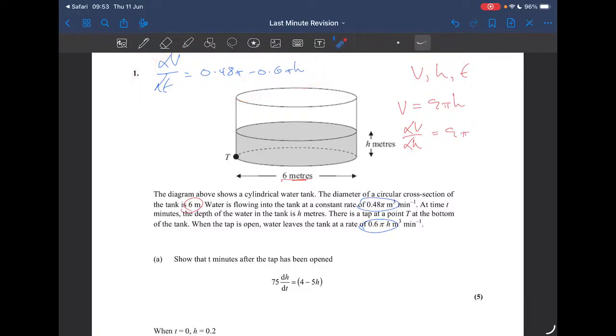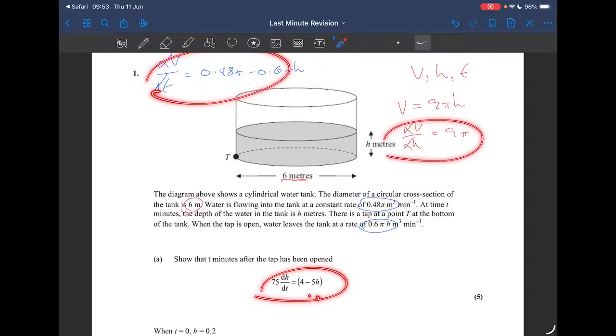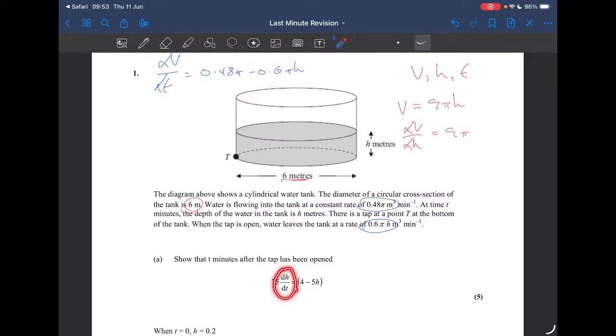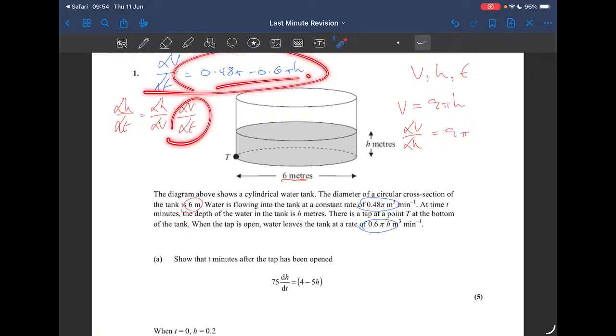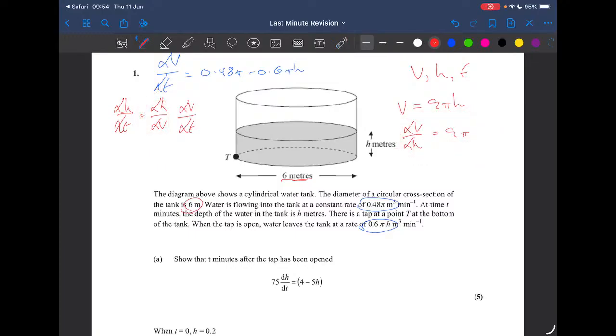So if we take this thing and mix these all together, I'm going to start with the thing that I want. So I want dh dt. And how can we expand that out? Well, I'm going to have a dh on the top and a dt on the bottom. What's the other variable I have? V. So that's going to go in between. And then we can see that this bit is what we found up there from the information in there. And then this bit is going to be the reciprocal of that. So as we do this, the reciprocal, 1 over 9 pi. And then times by all of that stuff above. So the 0.48 pi minus 0.6 pi h.